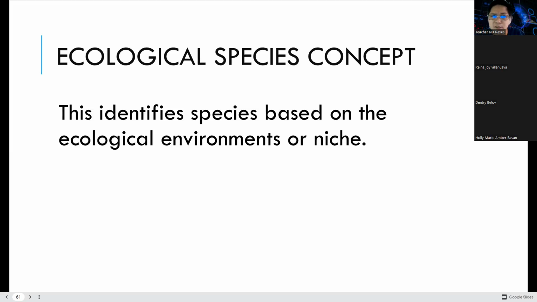Why do we need to classify ecological species based on their niche or their environment? Simply because they're interacting. If you remove one of them in the food chain, there will be some changes in that particular niche. So we need to know what these species are in order for us to preserve them. That's the concept of ecological species.